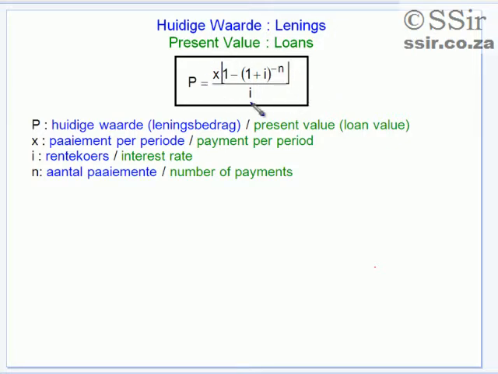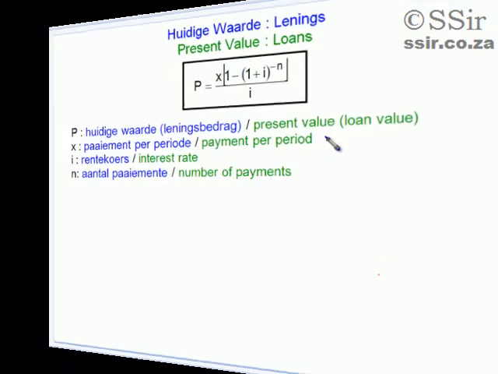The variables on the right hand side are exactly the same as when I've been calculating the future value of an investment that I made now.